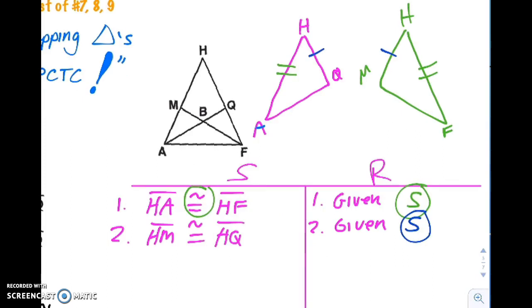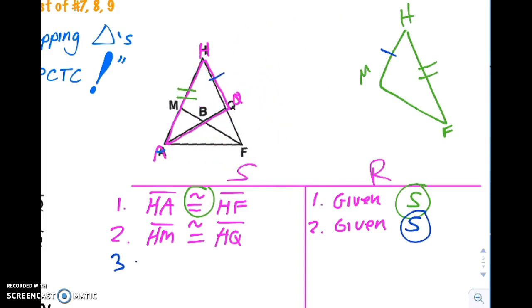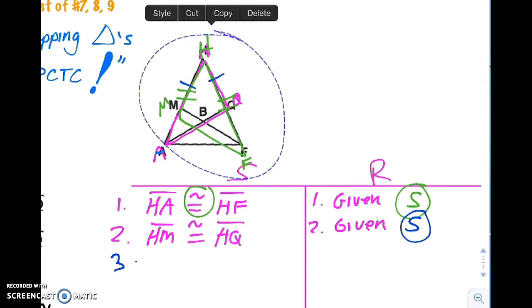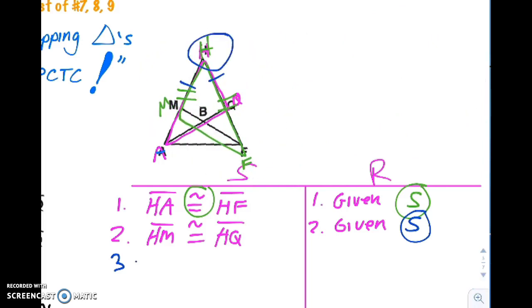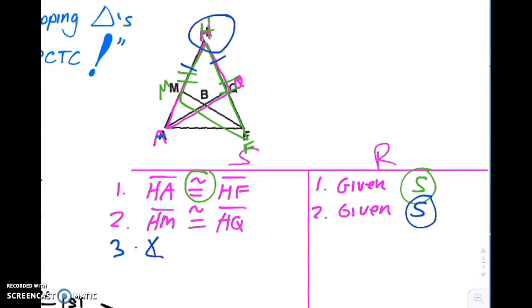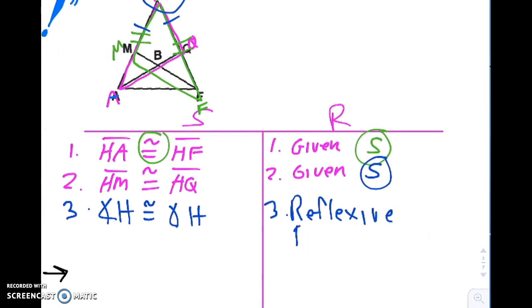Now the third piece of information is actually angle H at the top. If I put these back together and you look at angle H at the top, it is the exact same angle. We haven't had this a lot. It usually happens with sides, but angle H at the top is congruent to itself. This is not vertical. This is the exact same angle. So we say reflexive property. And that is our third congruence right in a row. And that's an angle. So we have 3 congruences there.